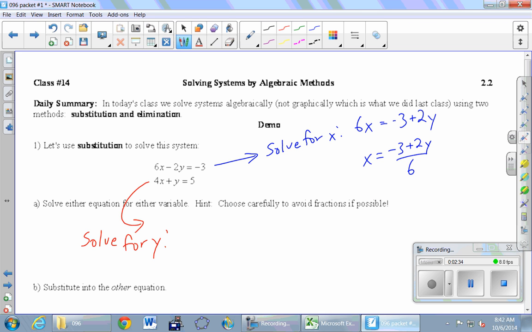So we subtract the 4x from both sides, and we get y equals 5 minus 4x. Done. And then I'm just going to write the word "used" next to that equation to remind me that that's the equation that I used. And that's important because in part B it says substitute into the other equation, not the one that we just used, but the other one.